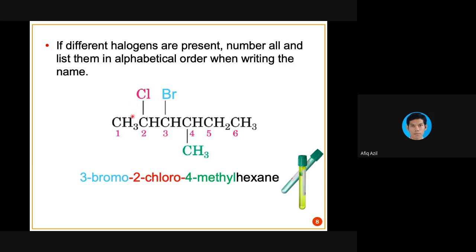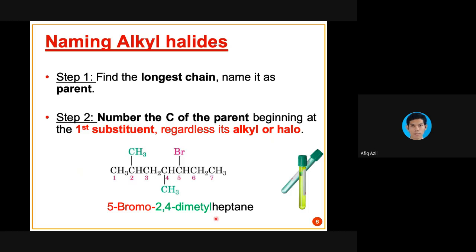But in terms of naming, you don't write 2 chloro, 3 bromo, 4 methyl. You must arrange according to alphabetical order. So that means it will start with A, B, C. So it's B first. So you have to write 3 bromo, then only 2 chloro, 4 methyl, then this one has 6 carbon, hexane.